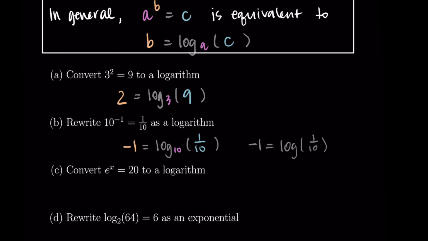Okay, let's keep going. So now we have e to the x equals 20, and we want to write this as a logarithm. So again, the base of the log is the same as the base of that exponent, so I'm looking at log base e. Then that exponent is my answer, so x, and that's equal to log base e of 20. And for this one, it really is more common to write natural log, so that's probably how I would personally write this. I'd write x equals ln of 20. Log base e is ln, which is our natural log.